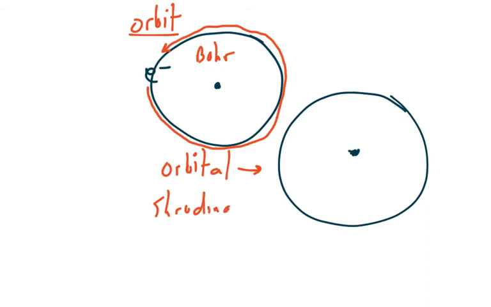Let me write this down. Okay, so for Schrödinger, let me get the spelling. Okay, let me get that fixed. There we go. So for Schrödinger, here's the electron.